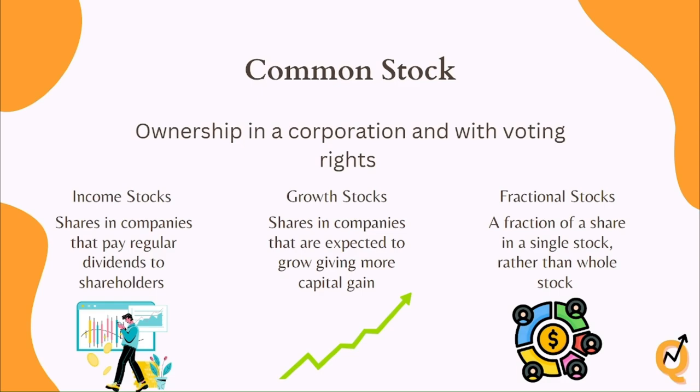So there's three types of common stocks that we're going to talk about today: income stocks, growth stocks, and fractional stocks. So income stocks are actually shares in a company that pay regular dividends to shareholders, and these are the most basic stocks, which ultimately means that if you buy stocks of the company, you're going to get a dividend proportional to the amount. You're going to get an income proportional to the amount of stocks that you have.